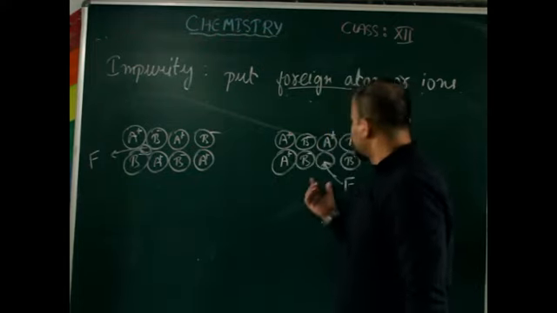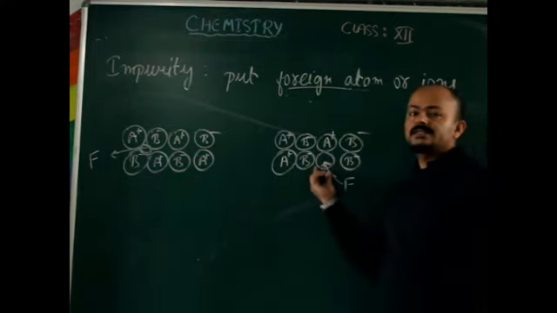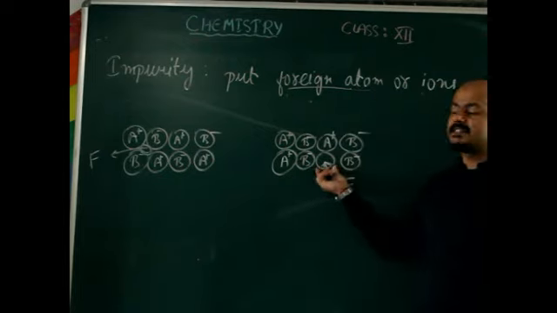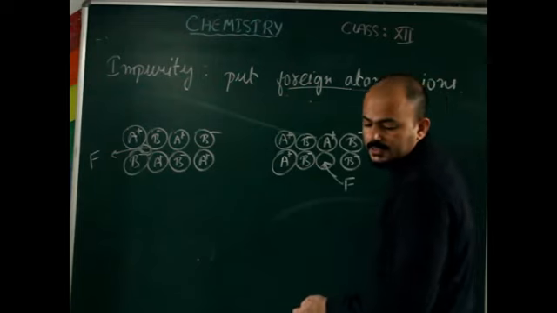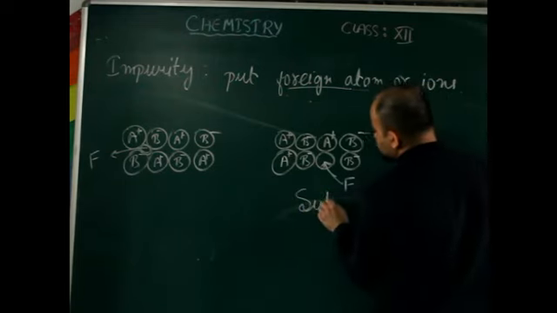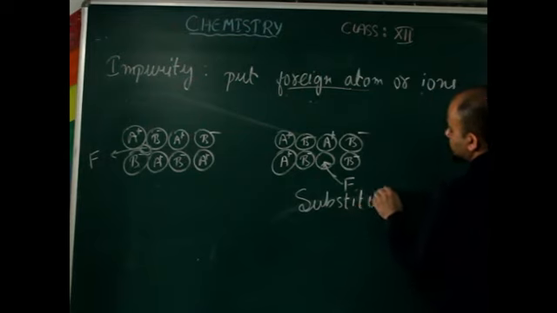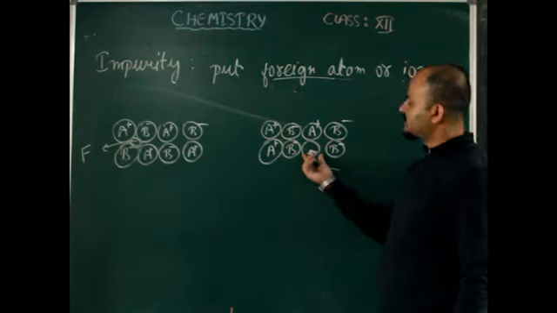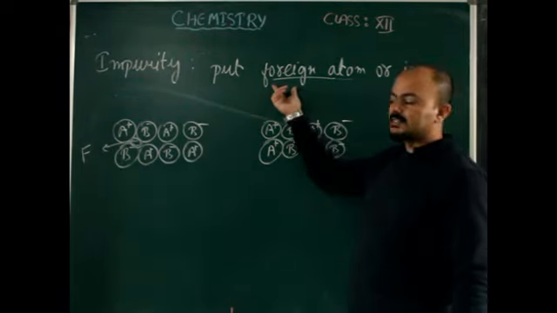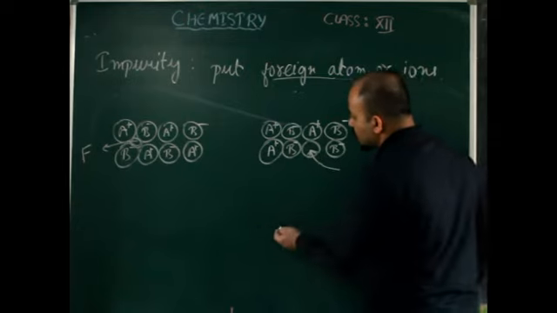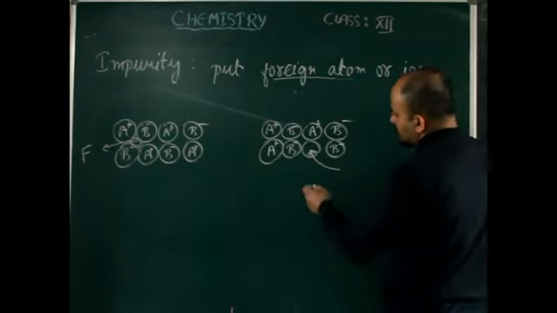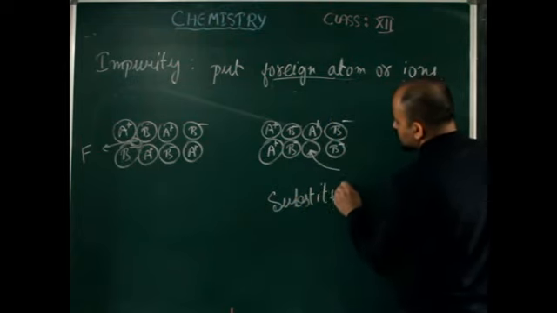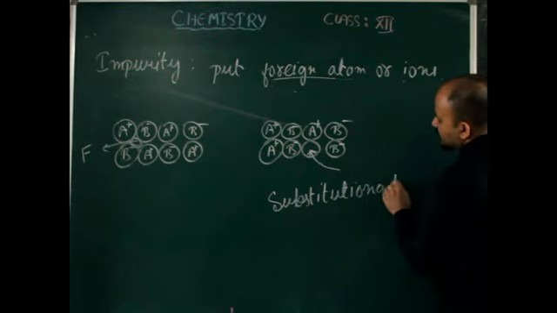If the foreign particle comes and occupies the unoccupied positions in the crystal lattice, then that is known as substitutional defect. Such a defect where the vacant spaces are occupied by the atoms of the foreign particle is known as substitutional defect.